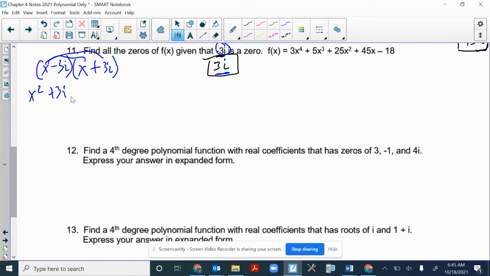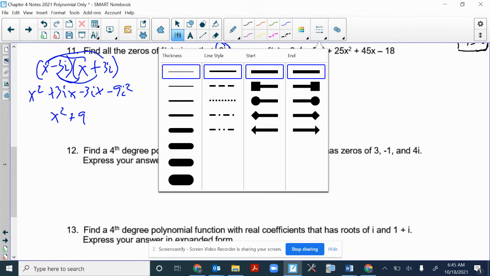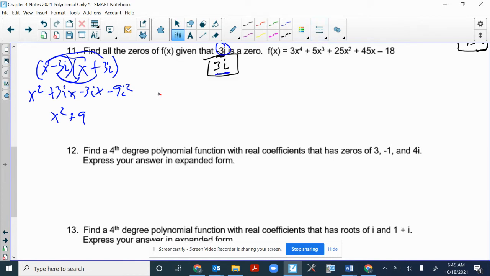So plus 3ix, and then we'll do the minus 3ix and minus 9i squared. When you simplify this, you'll end up getting x squared plus 9. Now once you have that, we can do our long division. Again, if you like doing synthetic, you would be doing the synthetic division twice, so you wouldn't really pay attention to this part of the video.